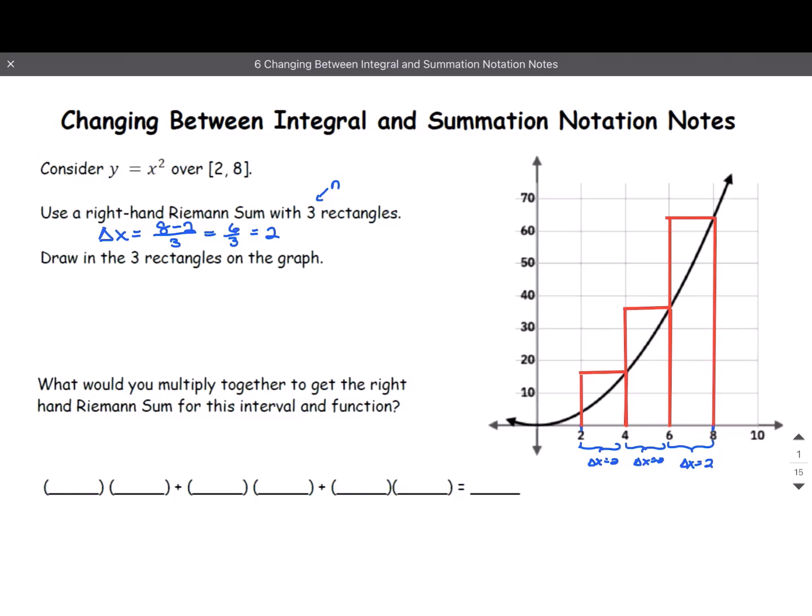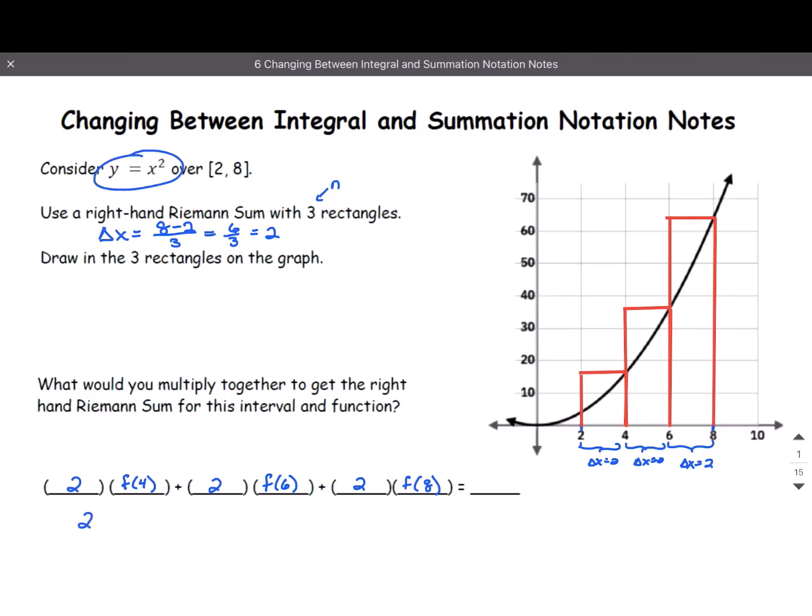So now, what would we multiply together to get the right-hand Riemann sum for this interval of the function? Well, the first rectangle, the base is 2, and then we use the 4, substitute that into the function to find the height. From 4 to 6, our change in x is our base, which is 2, and we substitute the 6 into the function to find the height. From 6 to 8, the base is 2, and we use the value at 8 to find the height of the function. So this will give us 2 times.